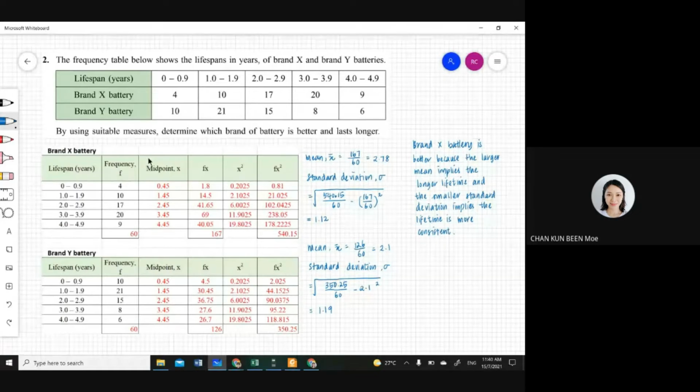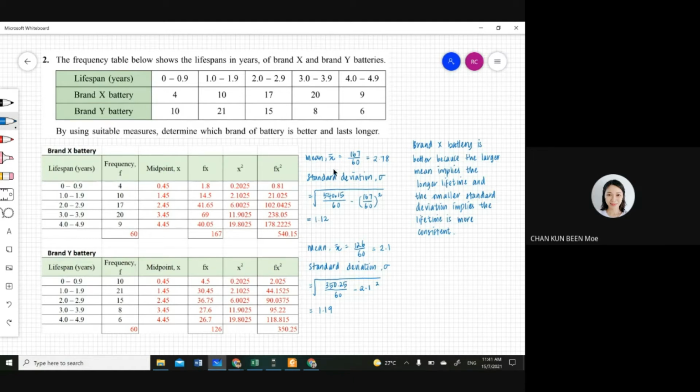From there, you construct the frequency table for both batteries. This is the frequency table for battery X. Make sure your total is correct over here. Total f is 60, total fx is 167, and total fx squared is 540.15. Then for battery Y, it's 60, 126, 350.25. The total f is supposed to be the same, although the frequency is different for each of the classes.